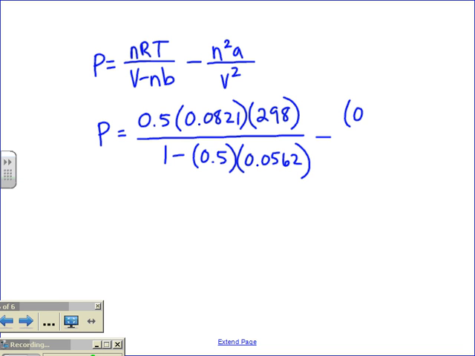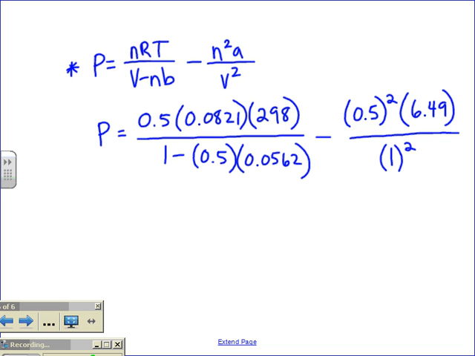And then again, n is 0.5, and we're going to square that. And then A, the other variable they gave us, is 6.49. Again, that has to be given to you. And then our volume is 1, and we are going to square that. So I plugged everything into this equation. Now it's just a matter of solving for P. When we simplify and solve for P, you should get 10.9 atm.